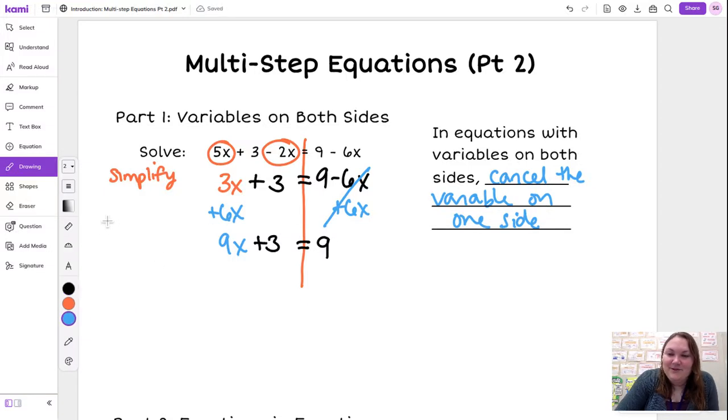So this step here in blue is move variable to one side. After that, look at this equation. It's a two-step equation. You know how to finish solving. Pause the video and finish solving this equation here.